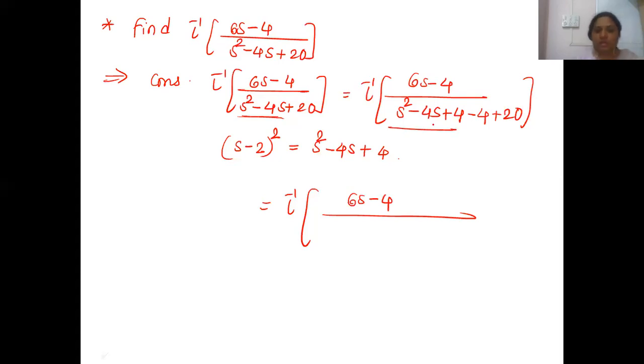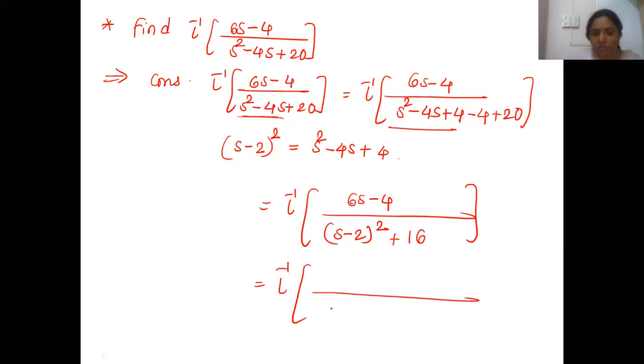s minus 2 square and 20 minus 4 square plus 16. Yes, 16. You can write 4 square also if you want. Now, as there is s minus 2, the first shift says wherever there is s, there should be the same s minus a or s plus a. So that s should also be s minus 2.